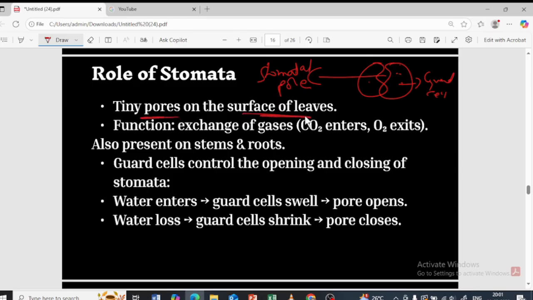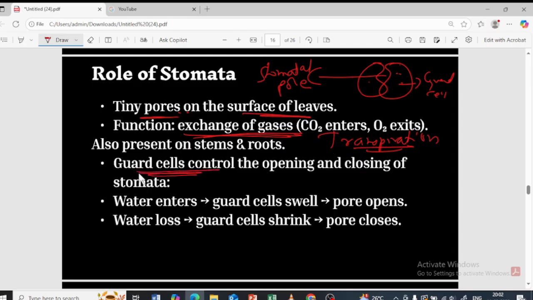On the surface of the leaf they are present as tiny pores. Their function is for gaseous exchange and also for transpiration. Transpiration is nothing but loss of water from the aerial parts of the plant. So that is the function of the stomata.